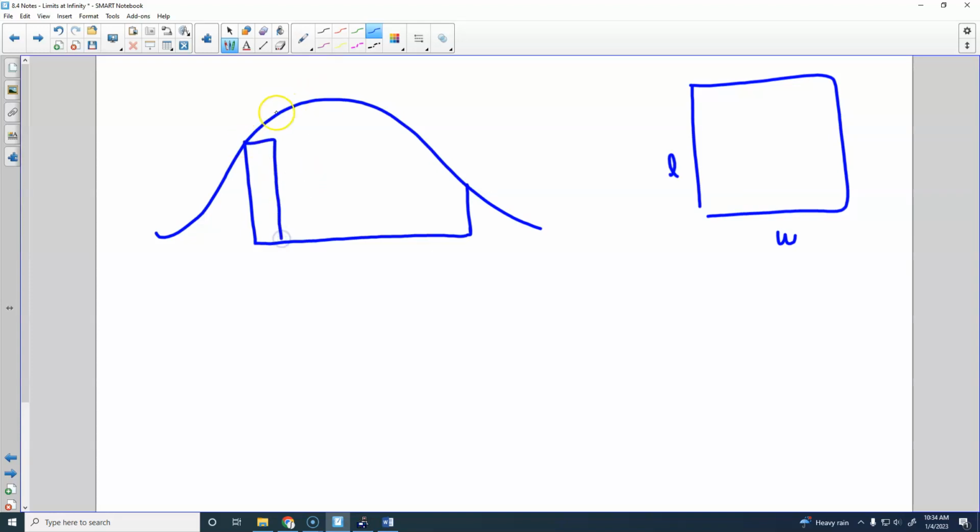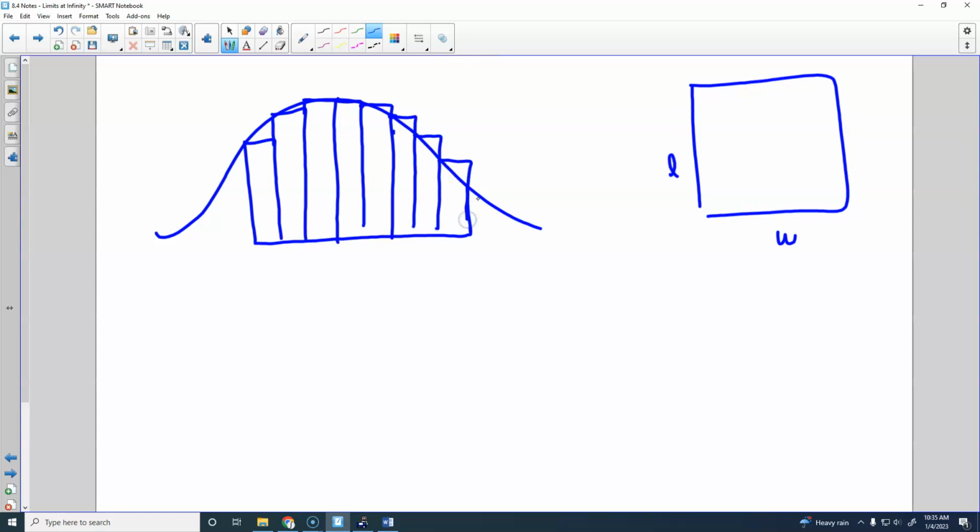Since I can't find the area under the curve, one thing I could do is make a bunch of little rectangles like this. I could put the end point here on the graph and make kind of like a bar graph. I could make a bunch of different little rectangles. This is what you would call a Riemann sum. You don't know that or need to know much about it yet.